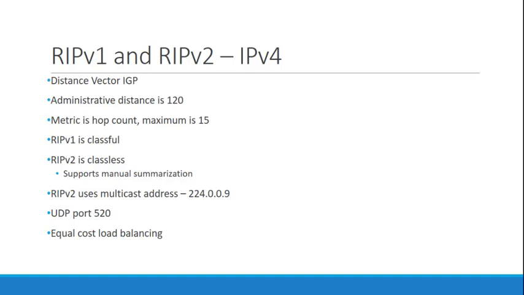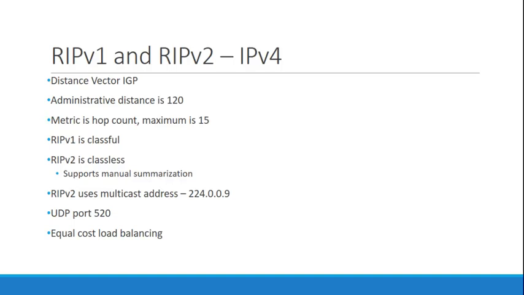Just as a sidebar, connected routes have an administrative distance of 0, and static routes have administrative distance of 1. I suppose making the assumption that if you as the administrator typed in the route, it's the most correct route.